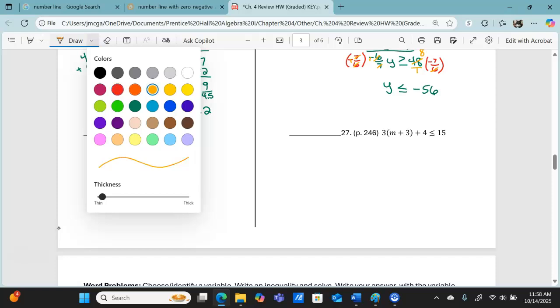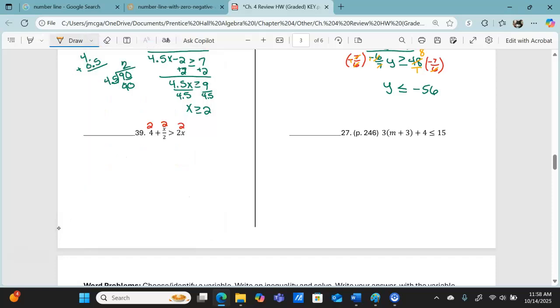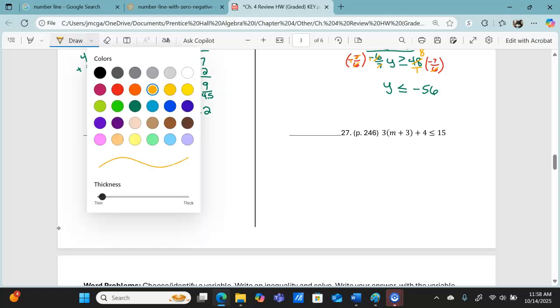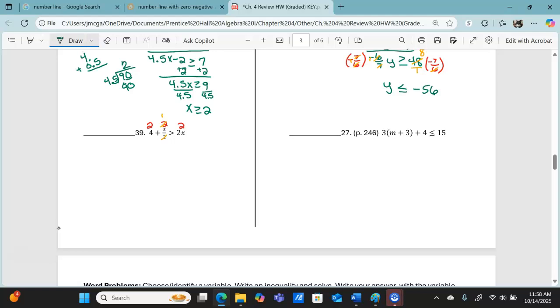So here, 4 times, let me do my reducing. Nothing reduces here. 2 will go into 2 one time, and nothing reduces there. You can only reduce with denominators. So 2 times 4 is 8, plus 1 times x is x, greater than 2 times 2x would be 4x. I'm going to subtract 4x from both sides. That gives me 8 minus 3x is greater than 0.